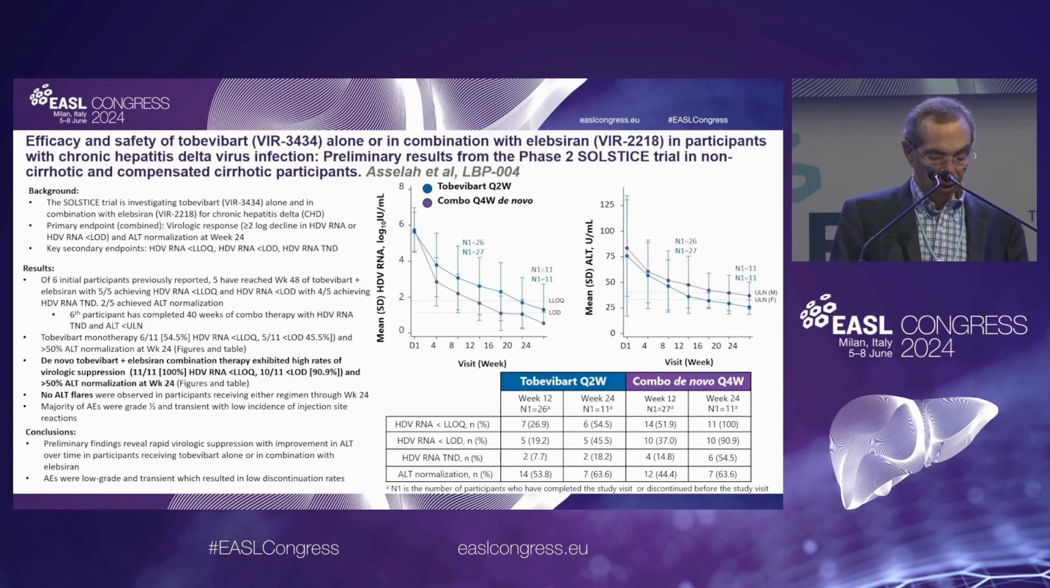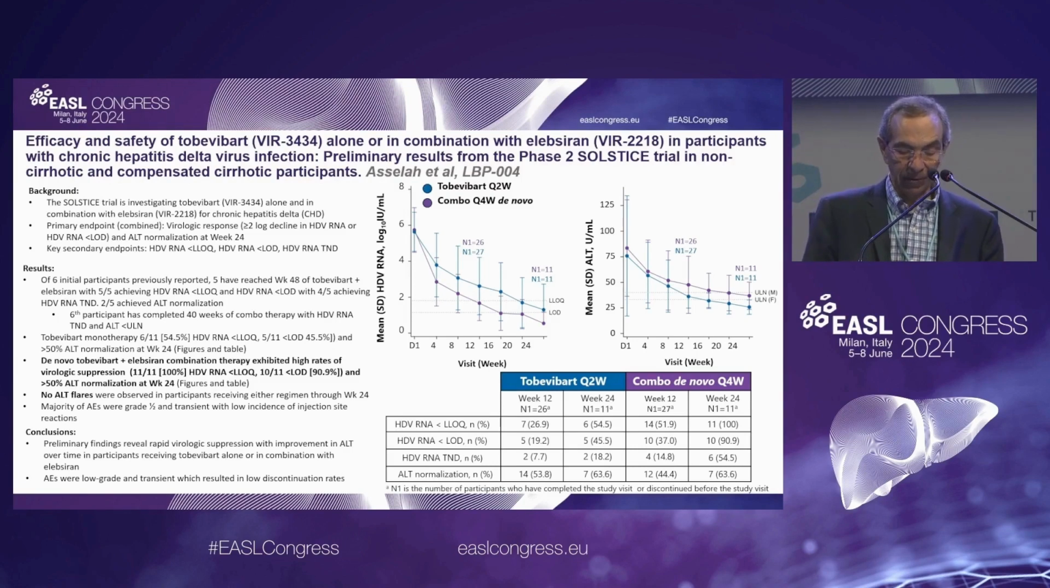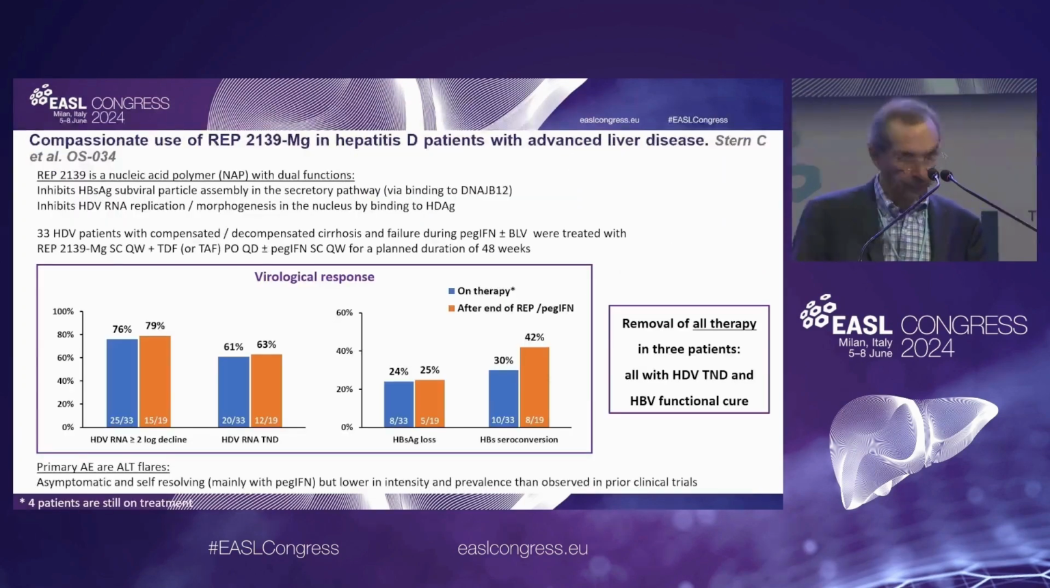The other very important study was a combination of the monoclonal antibody tobevibart with elebsiran, an siRNA against HBV. The phase 2 SOLSTICE study presented by Dr. Asselah showed that the de novo combination of the two drugs exhibited high rates of virologic suppression, with HDV RNA undetectability in 11 out of 11 patients and more than 50% ALT normalization at week 24.